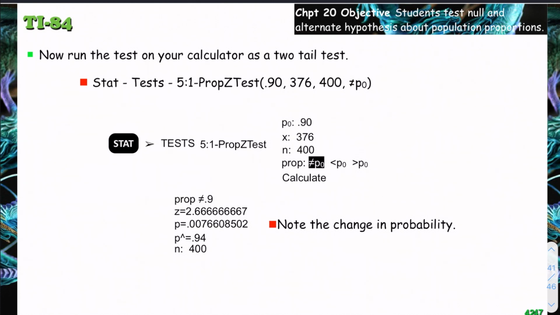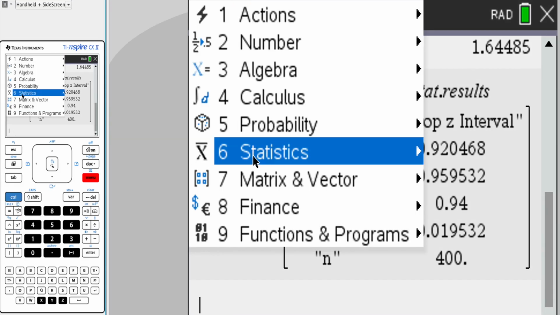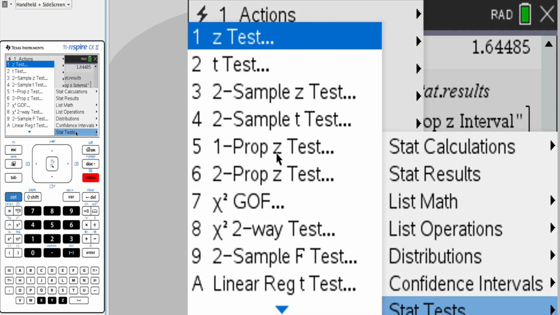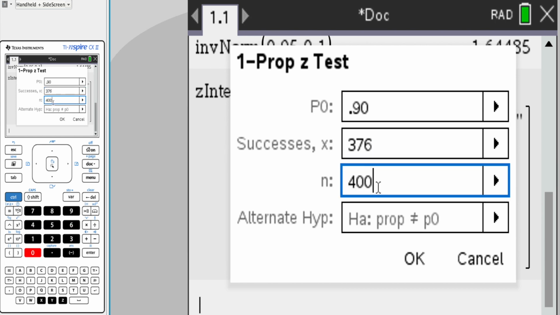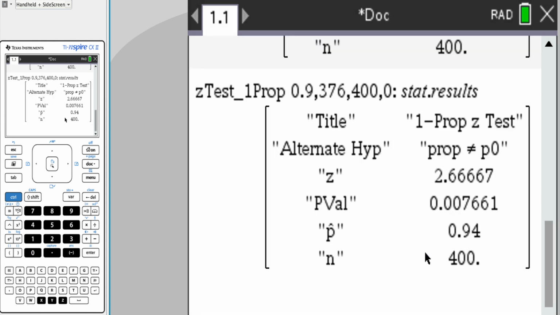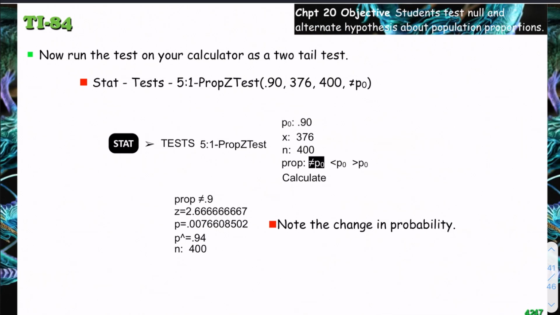So on your calculator, just because we can, one more time, I'm going to get Menu, Statistics. We're going to go to a test, and we're going to do a 1 prop z test. Our null hypothesis was that we're at 90%, 376, 400, and we're just going to say we're not equal to it. And you can see that our p-value is 0.007661. So if we didn't know anything, we're still underneath our alpha level of 0.1 by a significant portion. So this is statistically significant evidence that our ad campaign may have worked.